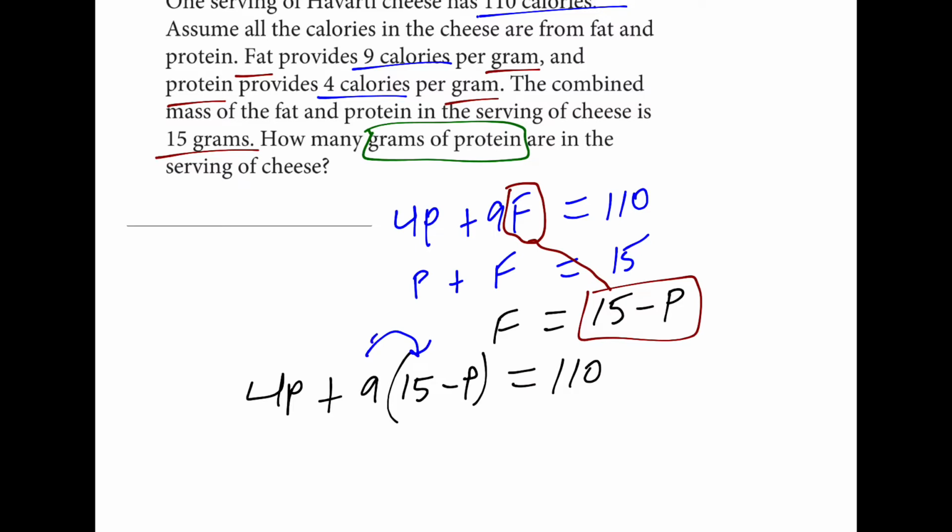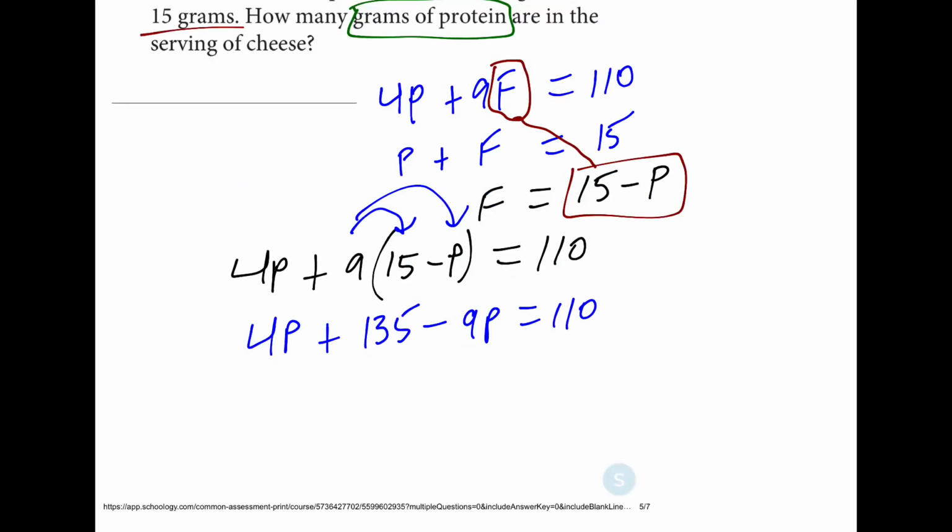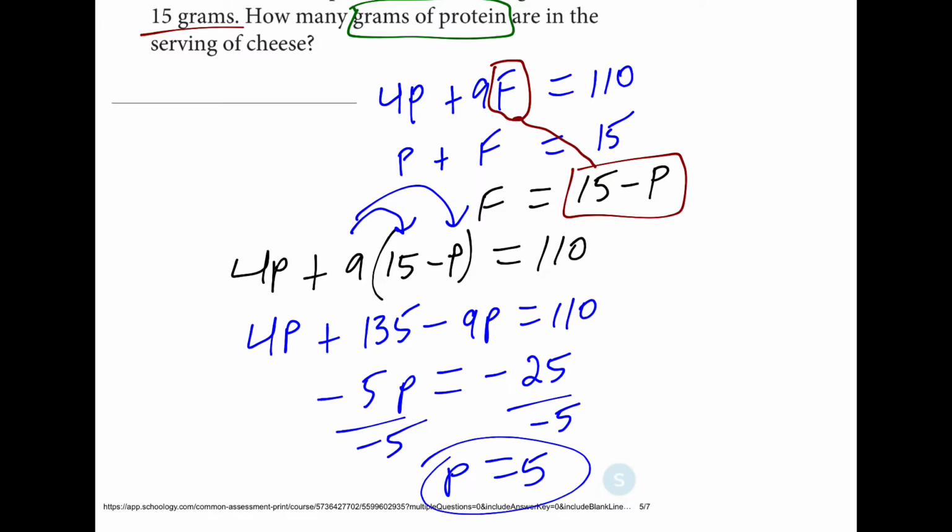Then I'm going to distribute the 9. Then I have to combine like terms. Then I divide by -5. And P is equal to 5.